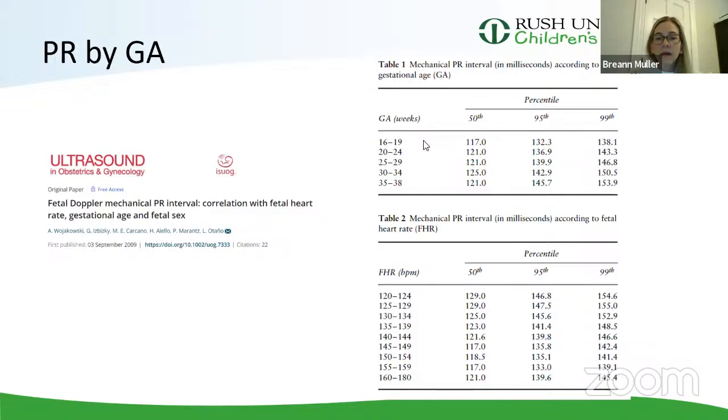On the top, you can see that based on gestational age, the average PR interval earlier in pregnancy is about 117. As the pregnancy progresses to near term, the PR interval lengthens a few points. That's expected, and you can see the 99th percentile for a term fetus, the PR interval may be as high as 150, and that can be considered normal. Down on the bottom is the mechanical PR relationship to the heart rate. It's important to remember that as the heart rate increases, the PR does shorten. I use this a lot when I'm double checking that the PR interval is still within normal for the gestational age of the fetus that I'm seeing.